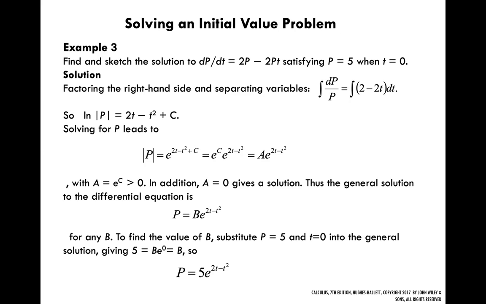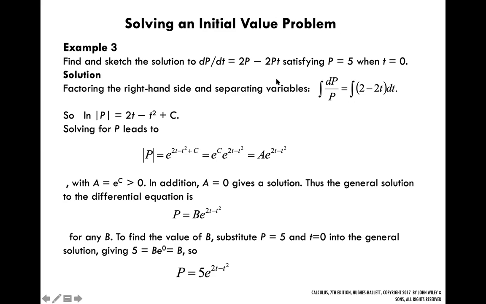So factoring the right-hand side and separating variables, we're going to write that right-hand side as P times the quantity 2 minus 2t. And then we divide both sides by P, multiply both sides by dt. You're going to get dP over P is equal to the integral of 2 minus 2t dt. Now you might ask yourself, could I have just factored out 2P and divided all of that to the left-hand side? Yes, you could. That would be a very similar solution. And in the end, after all the algebra, you'd end up with the same answer.